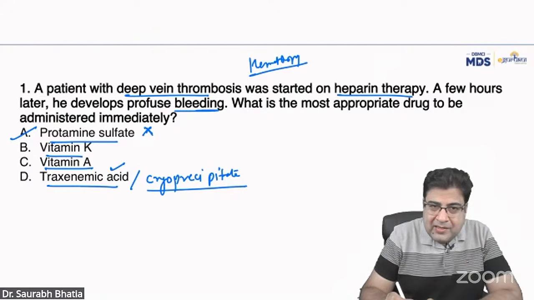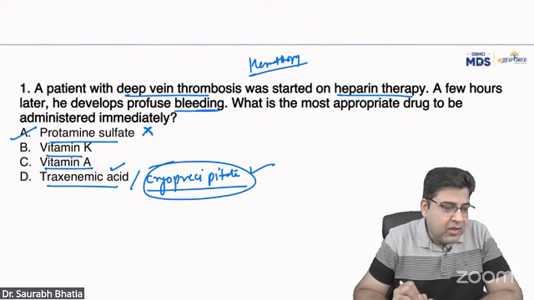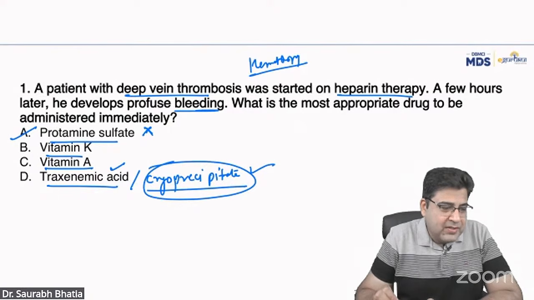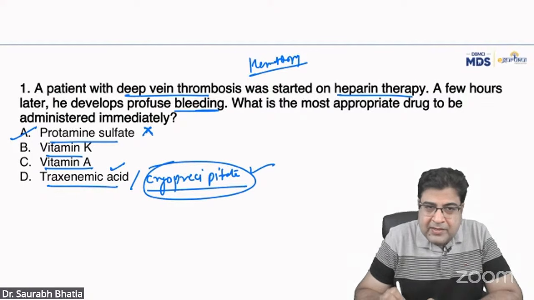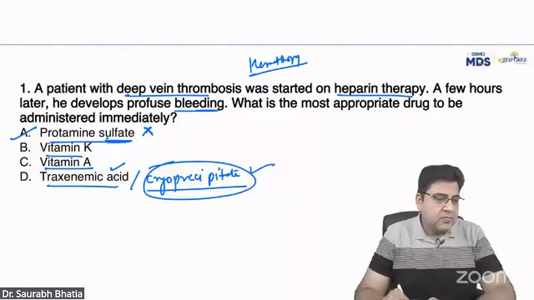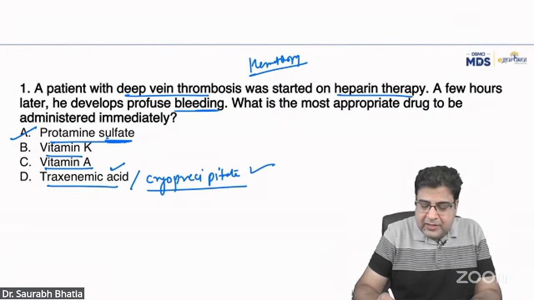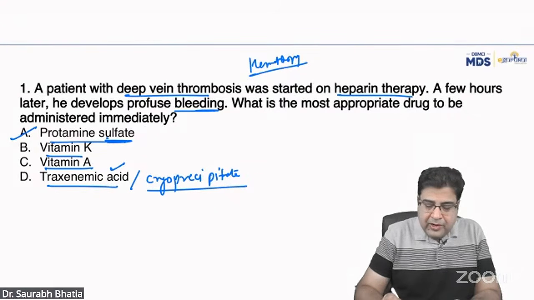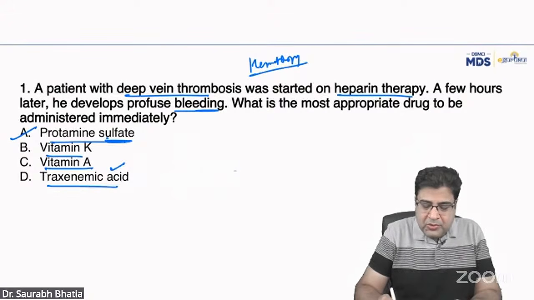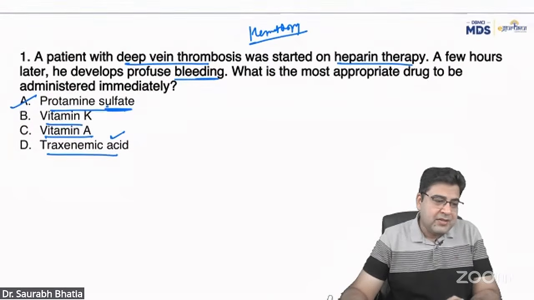If protamine sulfate was not there in the MCQ, then cryoprecipitate will be the answer. If protamine sulfate is there, protamine sulfate is the better answer. Okay, so most of you are saying protamine sulfate was there. So this was the clear-cut answer, and tranexamic acid was also there according to you. So these were the exact options asked in the exam. So question number 1, the answer is A.